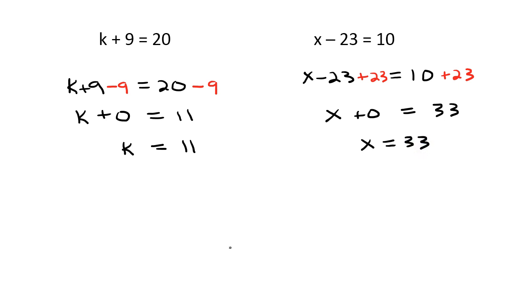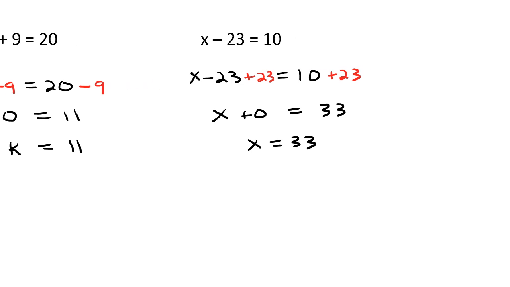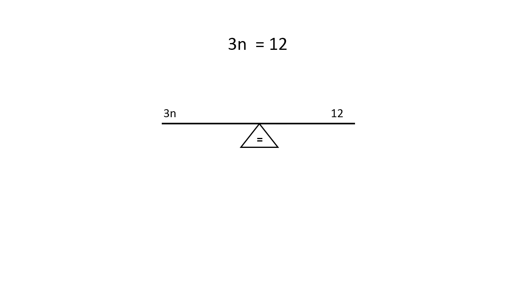So now let's look at some one-step problems that involve multiplying and dividing. All right, so here's our next problem. When I look at 3 times n equals 12, again, I'm trying to figure out what n is, so I have to undo what's being done to the n. Right now I have 3 times n. Well, the way that we undo multiplication is to divide. So I'm going to divide both sides by 3 and see what happens.